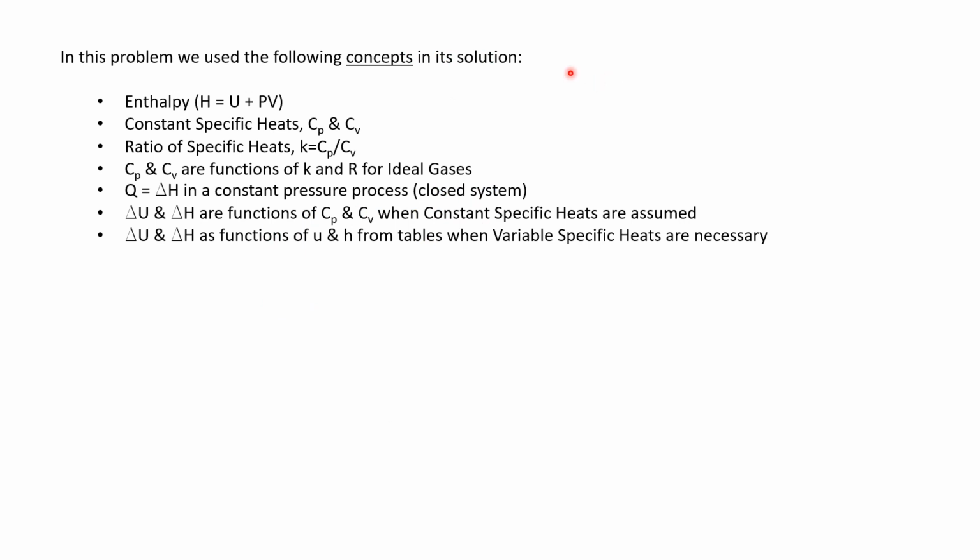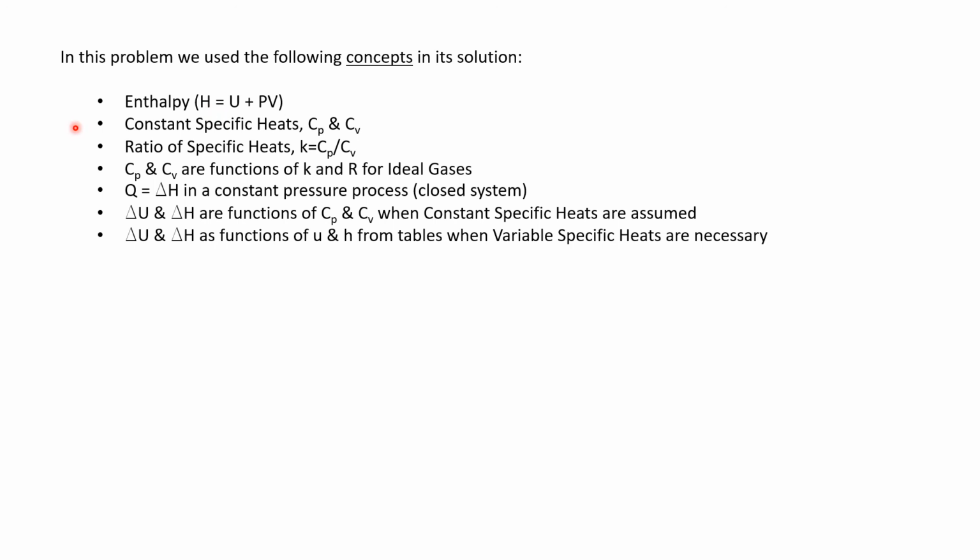So let's review all of the concepts that we used in solving this problem, things that were introduced during this problem solution. First, we introduced the concept of enthalpy, gave it a value of H, and it is equivalent to U plus PV. That's the internal energy plus the pressure times the volume. Internal energy we're familiar with. It's just the internal energy of the substance, and PV is the energy associated with pressure.